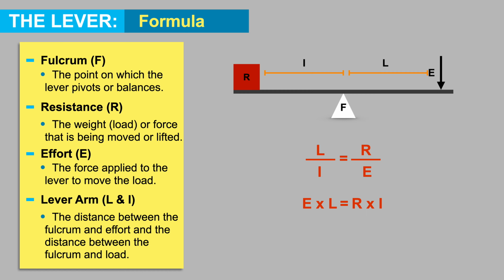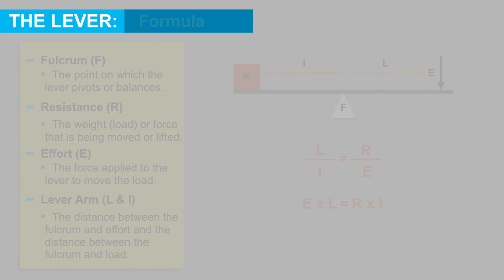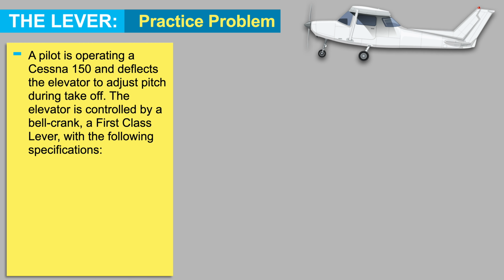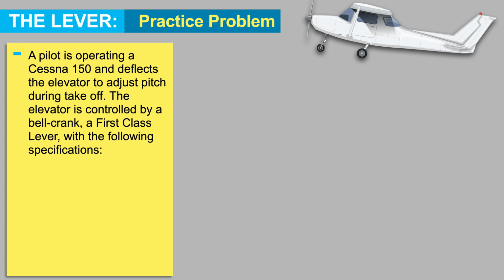Now that we've got a base understanding of levers, let's take this formula that we've just learned and apply it to a practice problem to demonstrate lever usage in aircraft components. Levers are used in aircraft components like control surfaces, where the pilot input is amplified to move large control surfaces. For example, a pilot is operating a Cessna 150 and deflects the elevator to adjust pitch during takeoff.